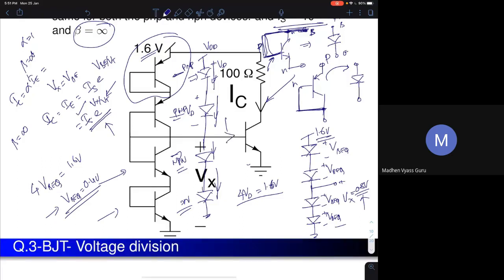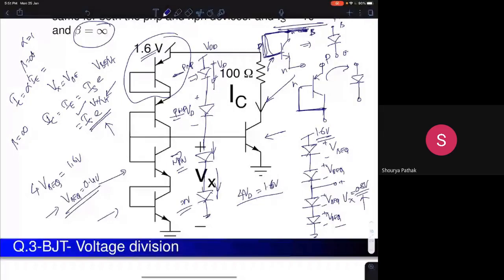What about IB of the right transistor? It's given beta is infinity, therefore IB is 0. On the right, there is no current flowing because beta is infinity. The current going through this is the base current of this transistor, so that is 0. Sir, if beta was not infinity, suppose it was some finite value, then we cannot use the voltage divider rule, right? Obviously, yes.